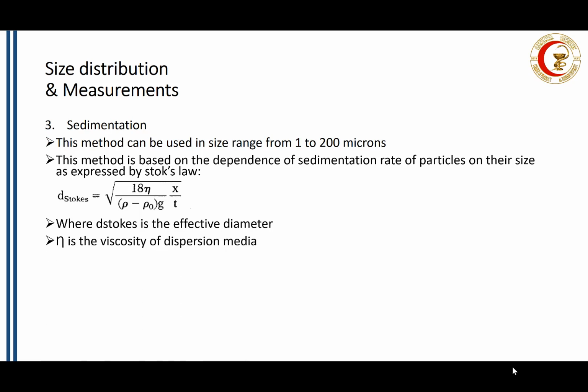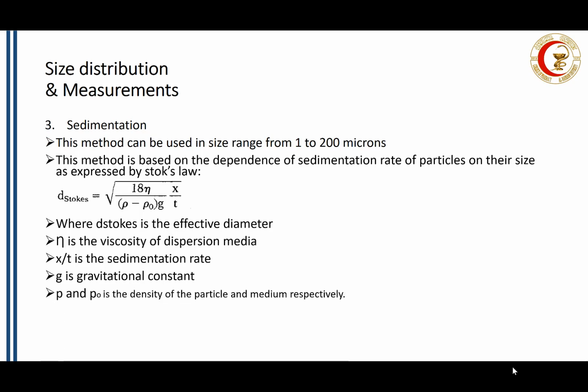The equation depends on eta, which is the viscosity of the dispersion medium, x over t, which represents the sedimentation rate, g, the gravitational constant, and rho and rho naught, the density of the particle and the medium respectively. So depending on the sedimentation rate we will calculate the diameter of the particles, because all other components will be known.